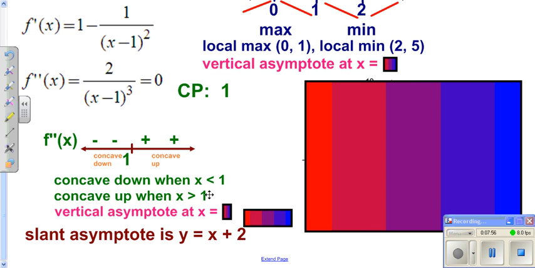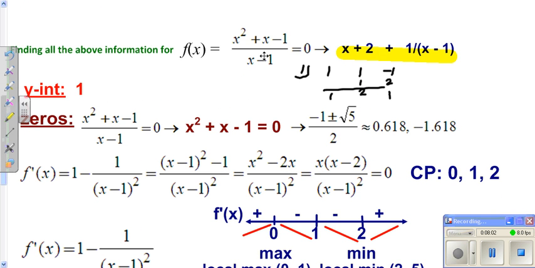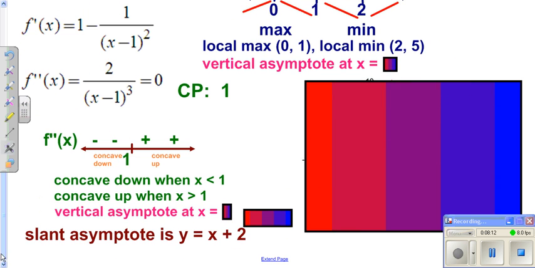We also need to go ahead and find your vertical asymptotes. Vertical asymptotes are what causes the original problem to have a 0 in the denominator. What causes this to be 0? That would be x being 1. So we have a vertical asymptote at x equals 1. Whether you want to look at it here or have it listed down here doesn't make a difference.